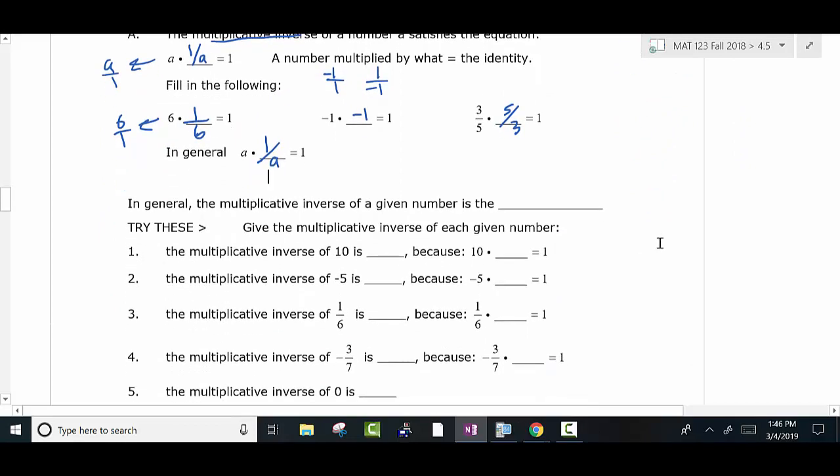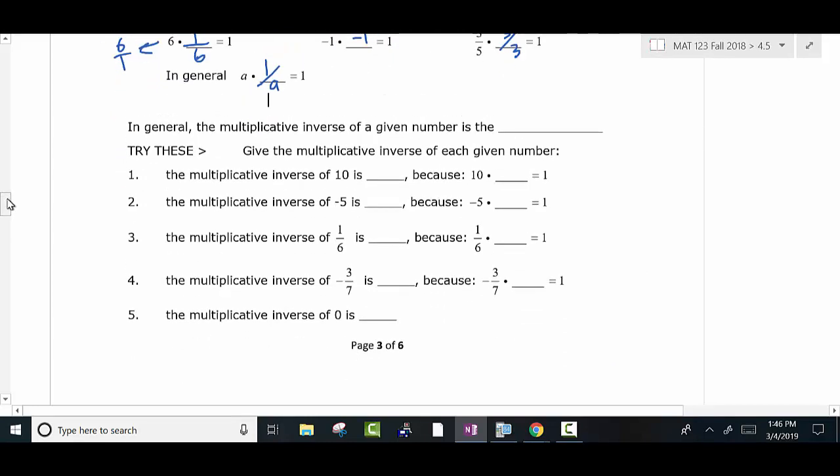I don't want to do anything with matrices today. I want you to just simply fill out these 5 problems, and then we'll call it a day. I just want to make sure you understand what a multiplicative inverse is before we even touch the matrices that we'll do next time.